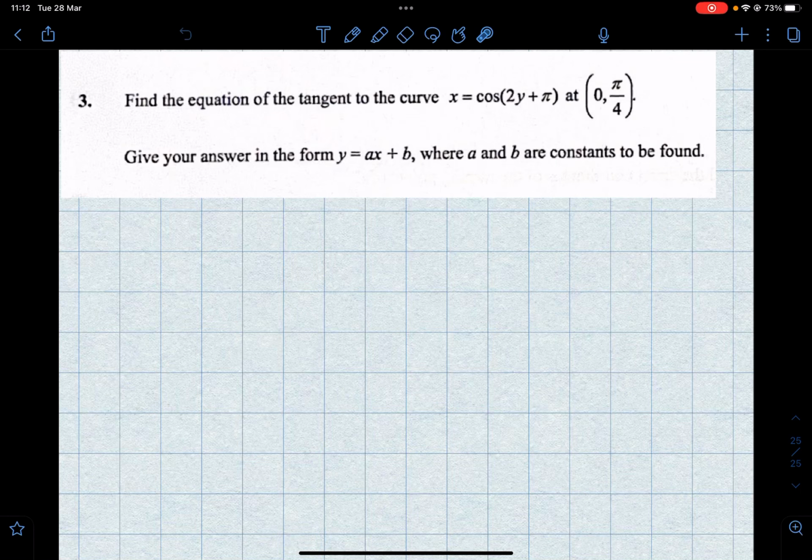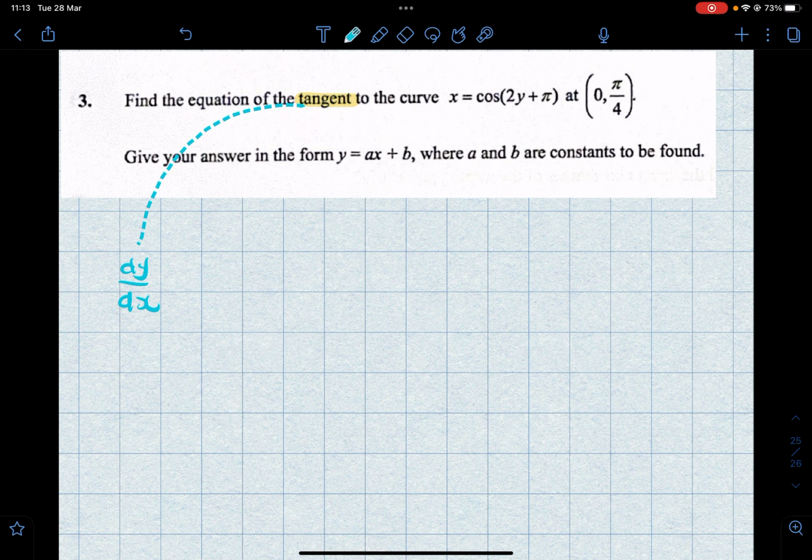So in this question, we are given a curve expressed as x equals rather than y equals. So that's a bit strange. And they want the equation of the tangent to the curve. So normally when you're asked for the equation for a tangent, what you need is dy by dx. But we can't really find dy by dx from there. What we can find, however, is dx by dy.